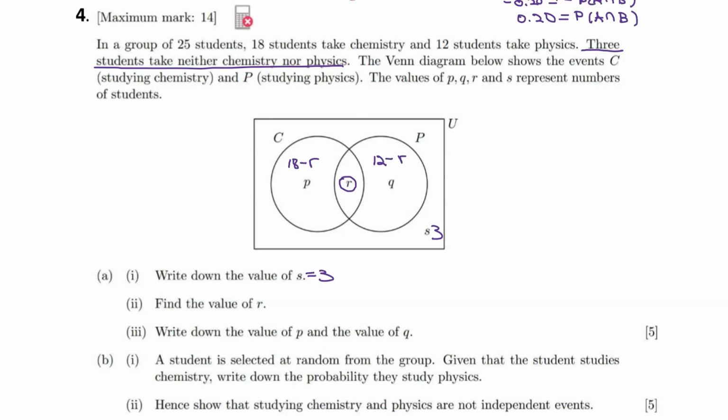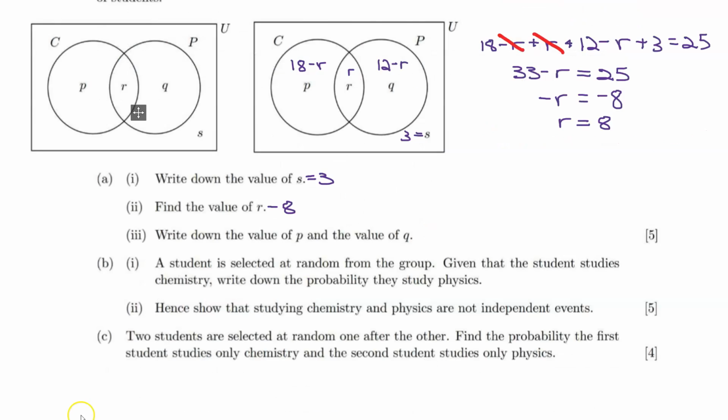So now, to find the value of R, we know that these 4 items here have to make up all 25 students. So I just set up my equation: 18 take away R, plus R, plus 12 subtract R, plus 3 is equal to 25, and now solve that. All right, now that we've got R, we can fill in our values here. So the intersection is 8.